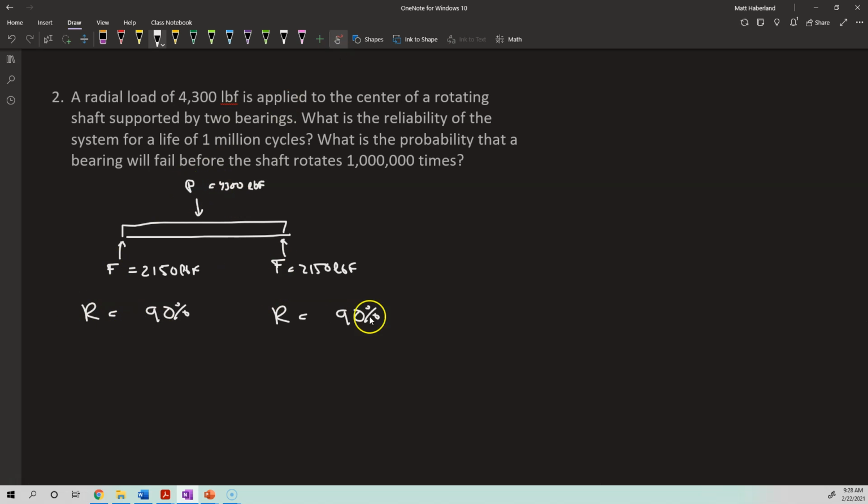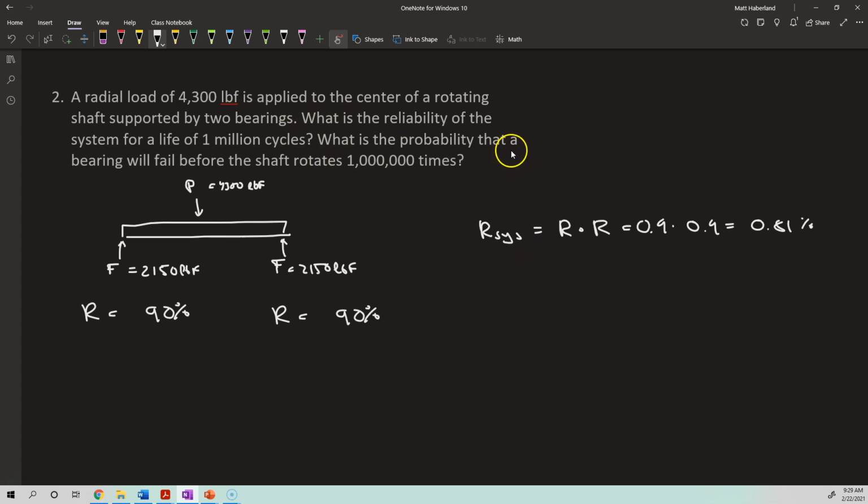Each bearing has a 90% chance of surviving. So the reliability of the system requires both of those things happening at the same time. The reliability of the system overall is R, 90% chance of 90% chance, which is 0.9 times 0.9, equal to an 81% chance of the system surviving for that long.